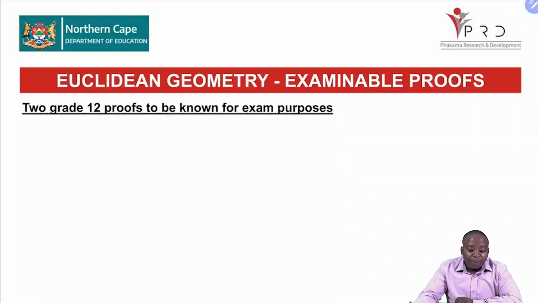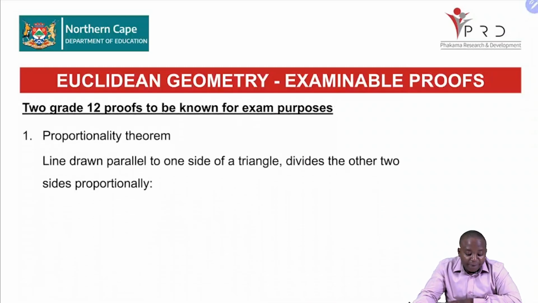Now, we also have the 2 grade 12 proofs that must be known for the exam. So in total, we have 7 proofs that we must know and prepare for examination. 5 of those are from grade 11 and 2 are from grade 12. The 2 from grade 12 are the proportionality theorem, where we prove that a line drawn parallel to one side of a triangle divides the other 2 sides proportionally. So we must be able to prove the proportionality theorem.